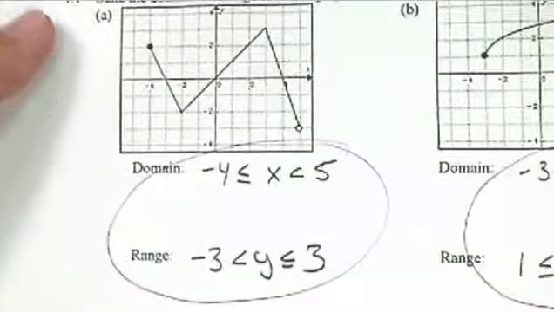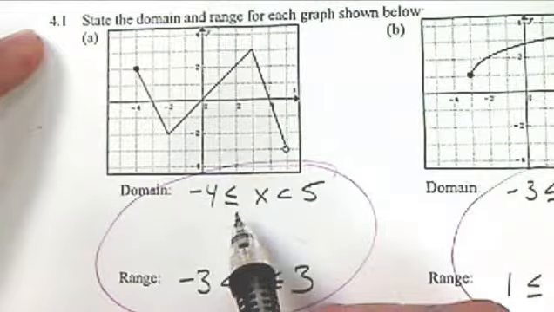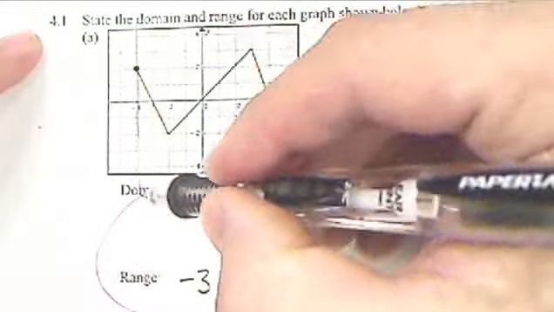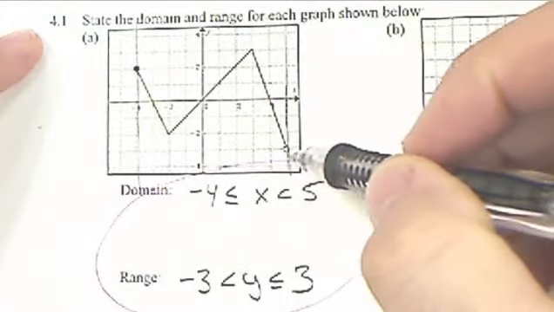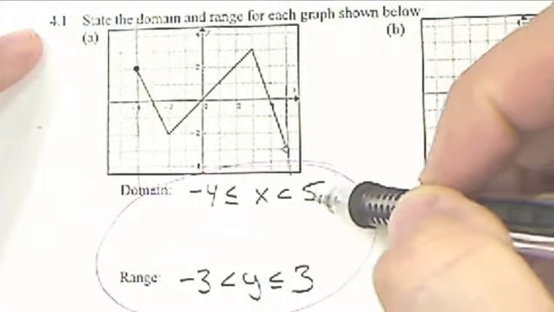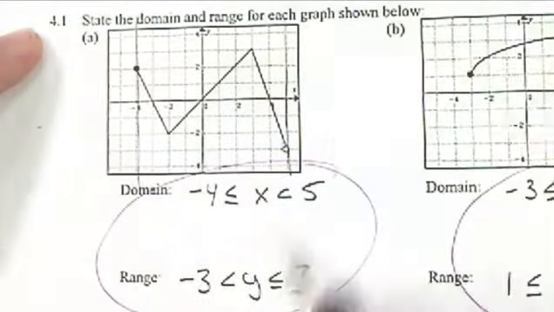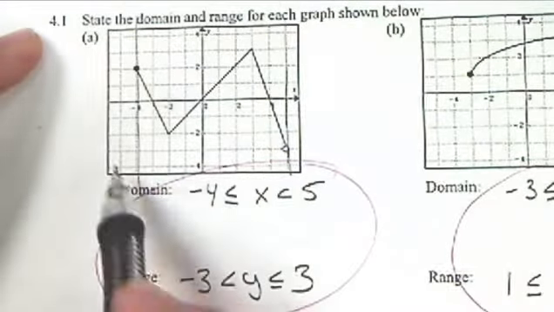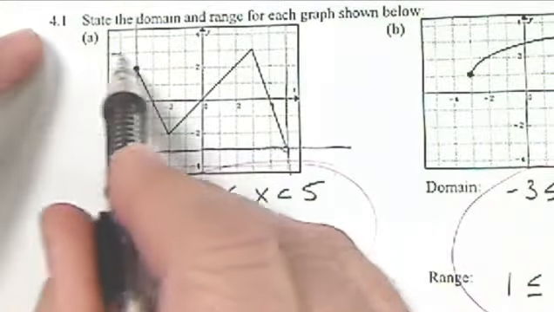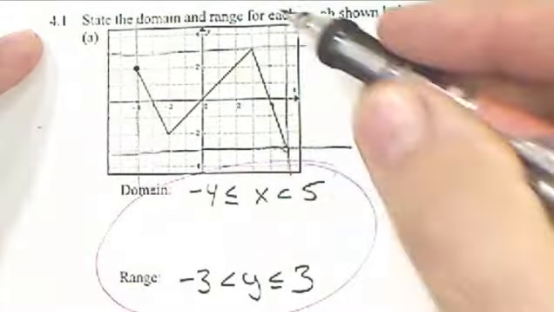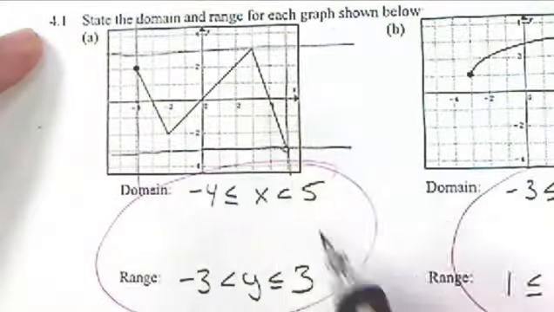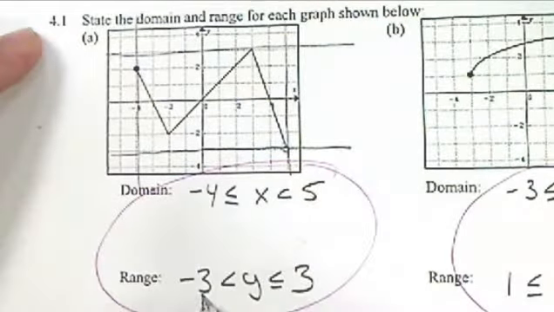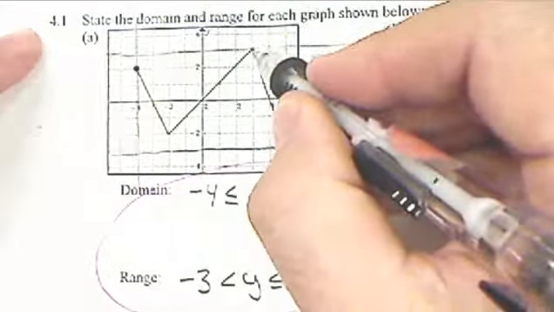The domain is your possible x values. My x's go from here to here, so that's -4 all the way to 5, but that open circle says you can't be equal to 5, just right next to it. My y's, my lowest y and my highest y. My lowest y is at -3, and my highest y is +3. Can't equal -3, so -3 is less than y is less than or equal to 3, because it can be equal to 3 there.